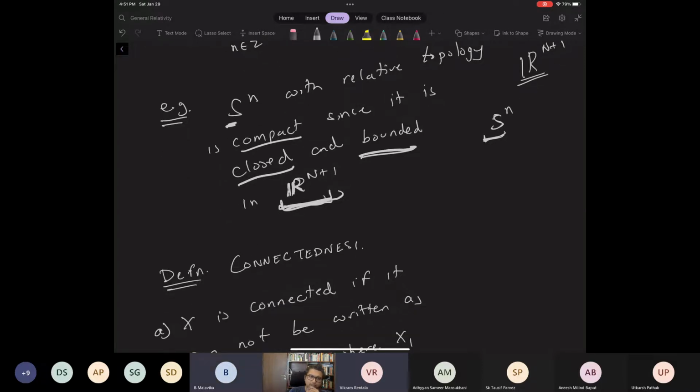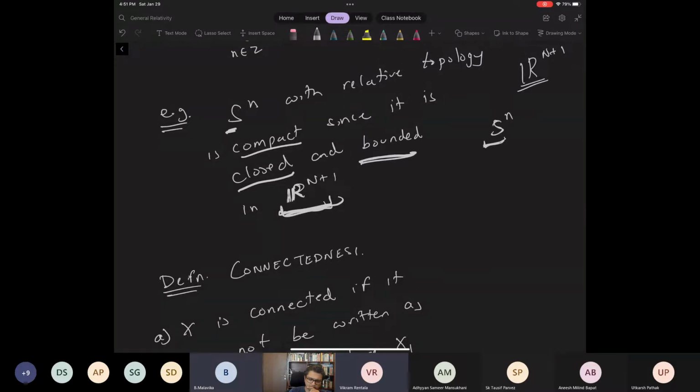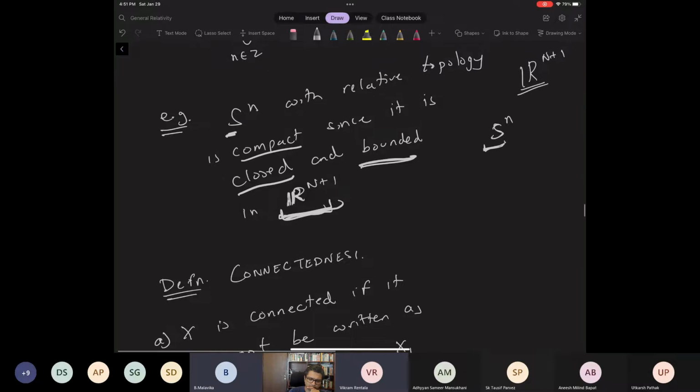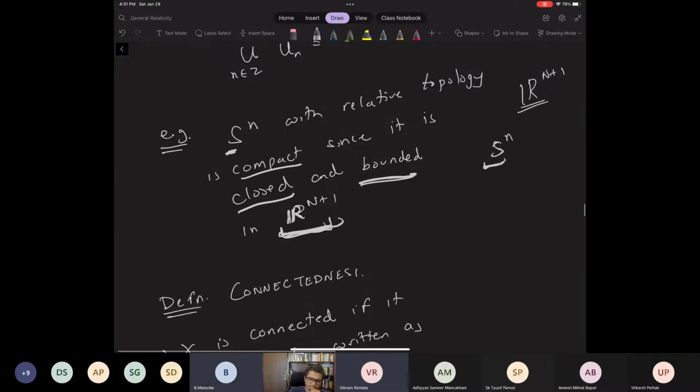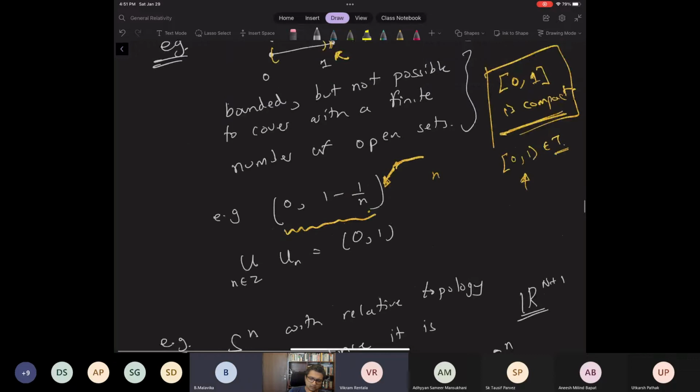Sir, I have a doubt. In our earlier definition of compactness, we mentioned that the coverings have to be open. So how do half-closed sets work? Like this one, you mean?